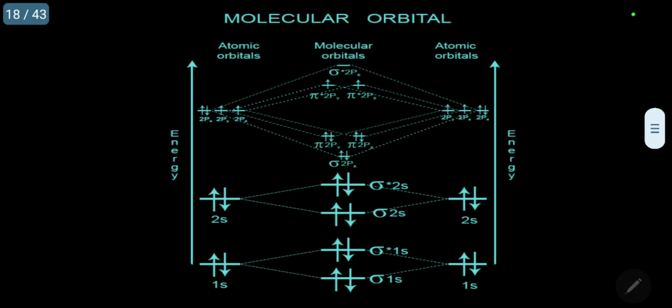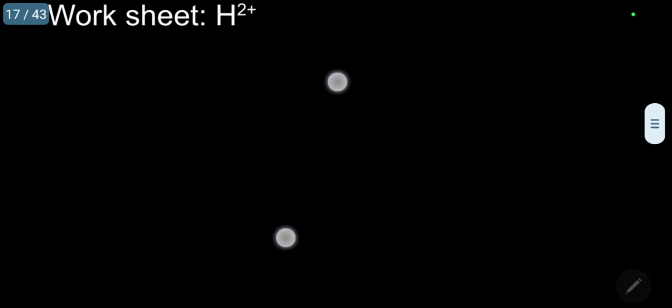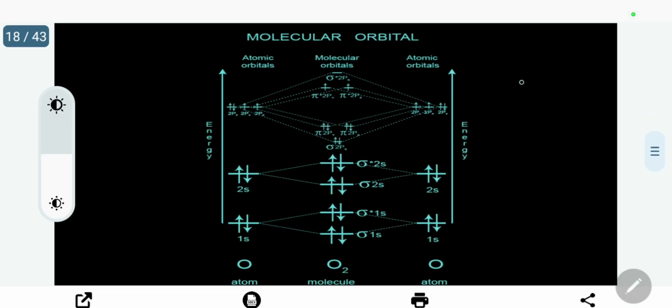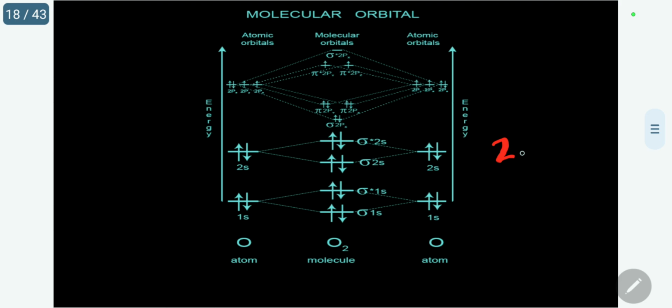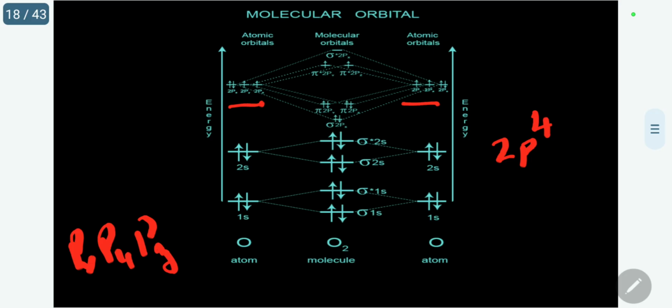What is the p orbital? 2p. Oxygen is 2s2 2p4, so there are 4 electrons in the 2p of each oxygen atom. We have px, py and pz. The px and py will form the pi molecular orbitals giving the pi bond, and the z orbital along the molecular axis forms the sigma bond.